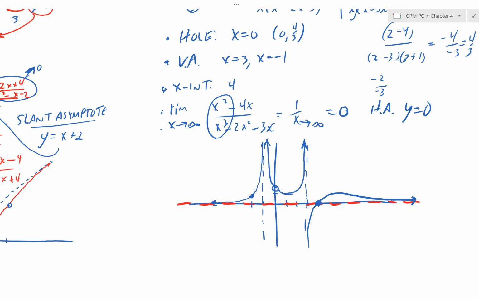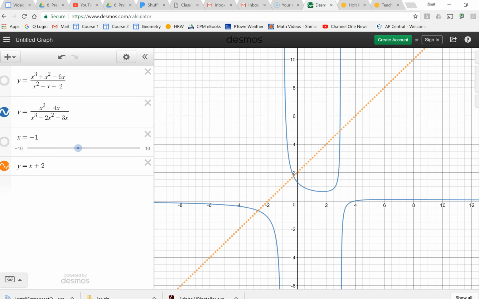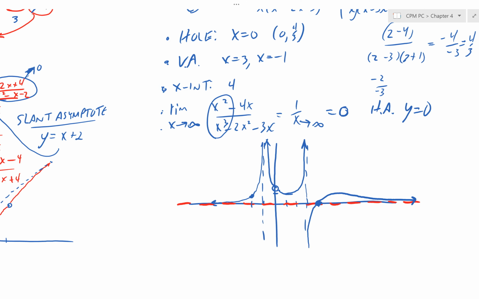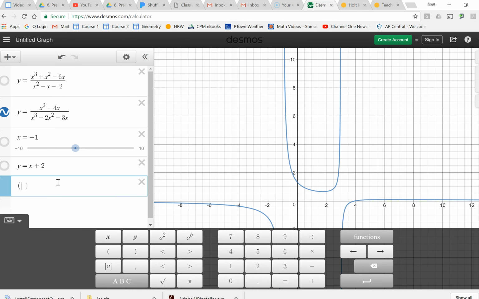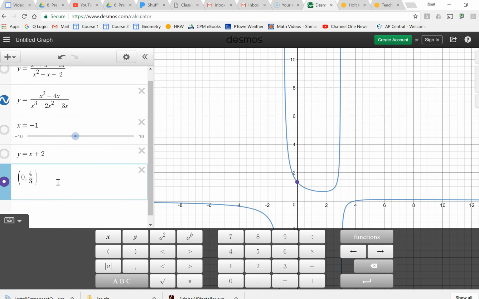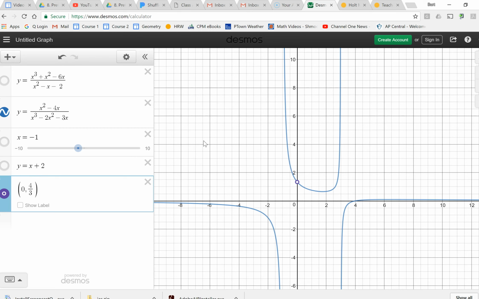If we look at the Desmos graph for this one, it looks like that. And I don't think we marked our hole over here, did we? Oh yeah, I did it. 0, 4/3 was our hole. So there's the Desmos graph. And again, you don't see the hole, but there would be one at the point 0, 4/3. And I'll change that to a hole. So there it is. There's the hole right there on the graph.